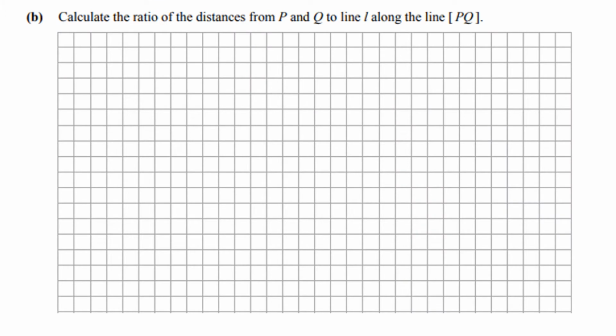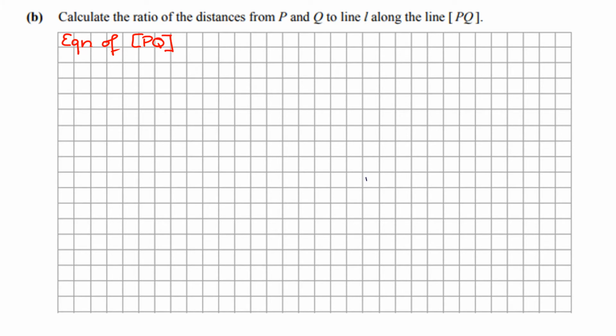So then it said calculate the ratio of the distance from P to Q to the line L along the line PQ. So this time we have a diagonal line that's going from Q to P. So we want to find the distance from Q to the line and from P to that line. So first thing we need to do is find the equation of PQ, because that's what we're using. We're splitting PQ into two pieces. PQ is going to be split from Q to the line L and from P to the line L.